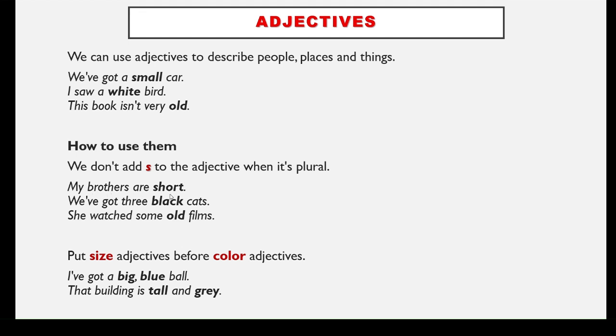We've got three black cats. Black, many cats. She watched some old films. Many films, many old films. Put size adjectives before color adjectives. This is really important, so make sure you remember this one. I've got a big blue ball. The building is tall and gray.